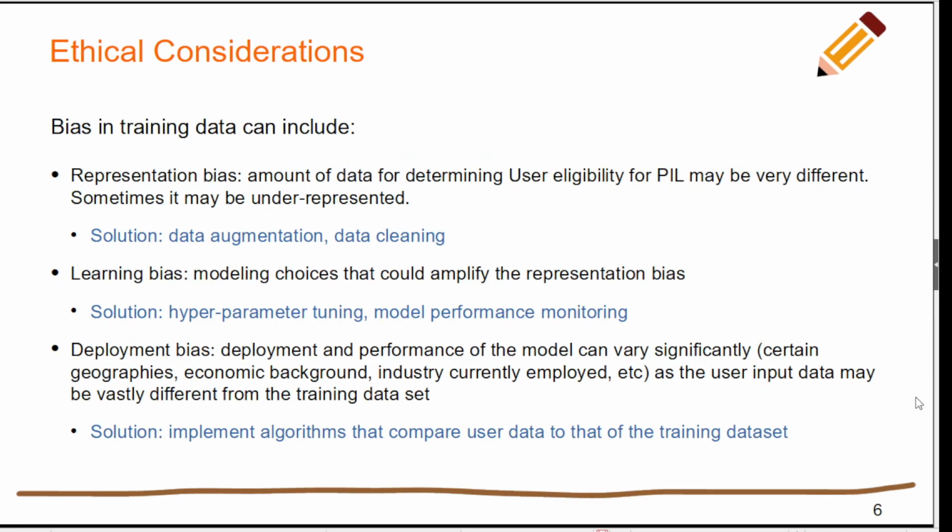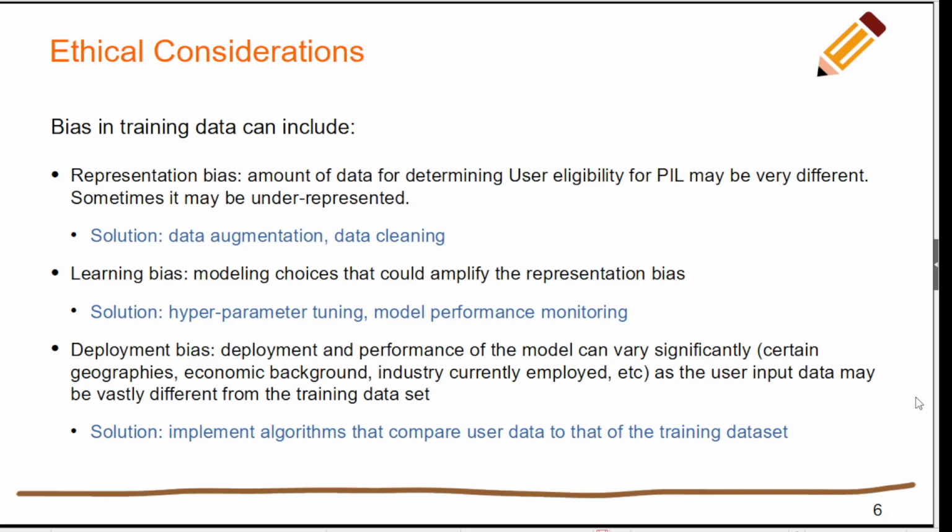Finally, we will address some of the requirements from an ethical consideration standpoint. Here we do notice there are instances where bias can creep in, so we will build in appropriate measures to address representation bias, which means that the amount of data for determining user eligibility for a personal installment loan may be very different. Sometimes it may be underrepresented. So this is addressed through appropriate data augmentation as well as data cleaning.